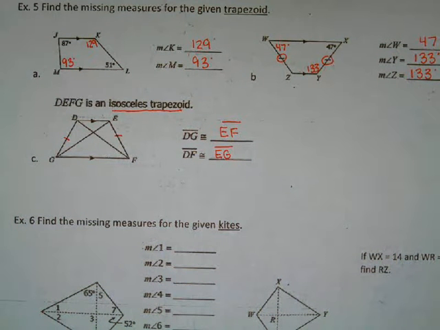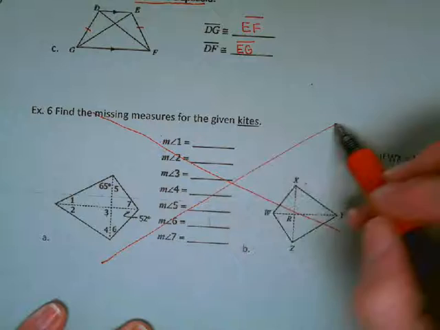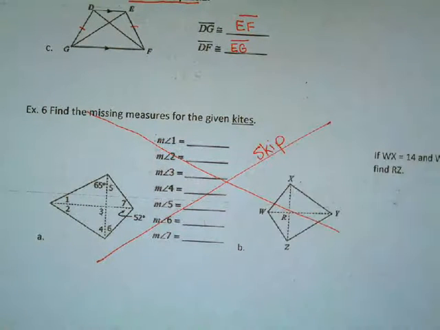We're going to skip kites. We didn't do kites the other day, so there aren't any kites on the test, so we're just going to skip kites. Kites are kind of up there by parallelograms.